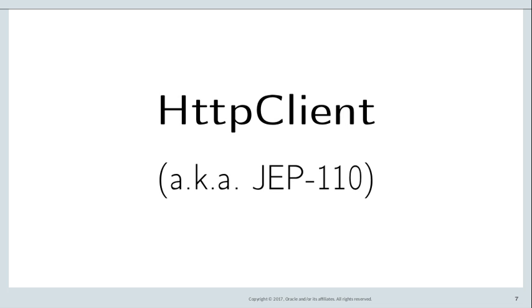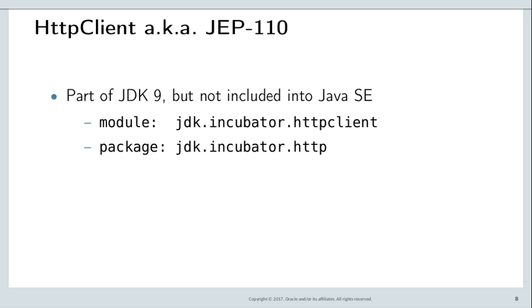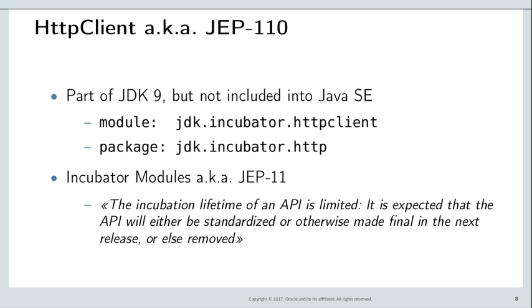Before we start talking about CompletableFuture, I just want to say a couple of words about the HTTP client. It's Java Enhancement Proposal 110. It was intended to make it into Java 9, but unfortunately there was a large discussion about how the public API should look, and that code didn't become standardized in Java 9. It's a part of Java 9, but as part of the so-called incubator module.